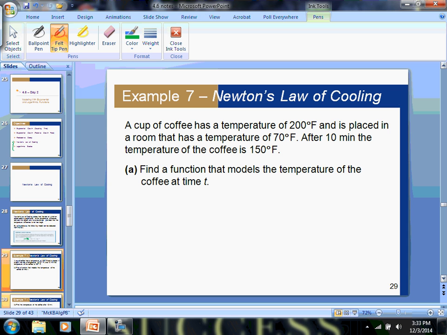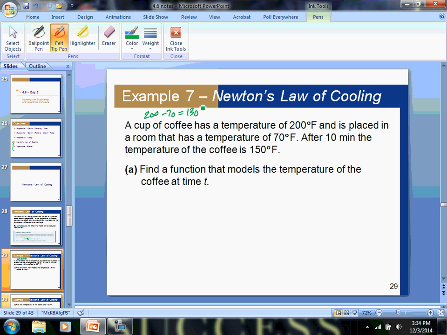Okay, so we're going to apply this in example 7. Example 7 has four parts to it. Here's part A. We have a cup of coffee that has a temperature of 200 degrees, and it's placed in a room that has a temperature of 70 degrees. So we need D sub 0 eventually. That's the temperature difference between the surroundings and the actual object. 200 minus 70 is 130, so we'll need that in a moment. After 10 minutes, the temperature of the coffee is 150.